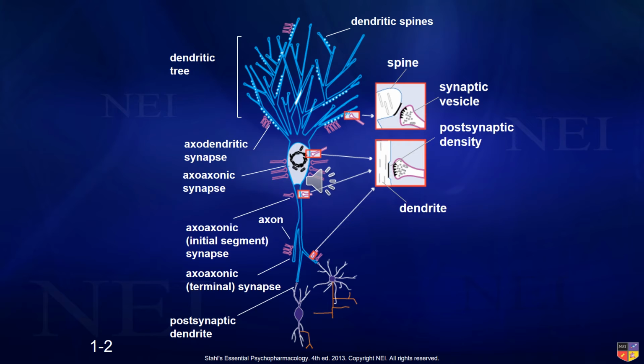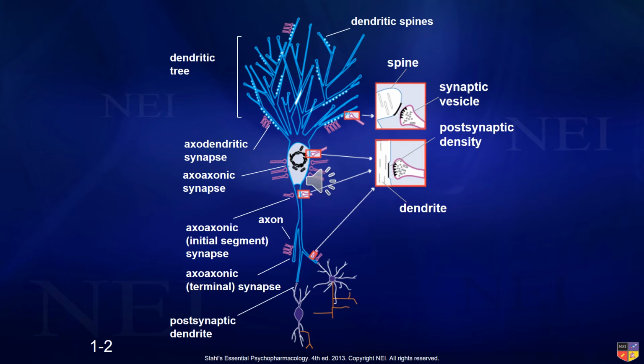But those dendritic projections have little spines on them, and in those spines is where the synaptic vesicle releasing a neurotransmitter can deposit the neurotransmitter. Then if you go down, you'll see that there is the phrase axodendritic synapse. So that's where the axon and the dendrite are coming together in a synapse. But there can also be an axoaxonal synapse. That's the next one down.